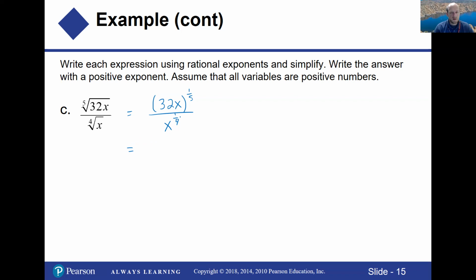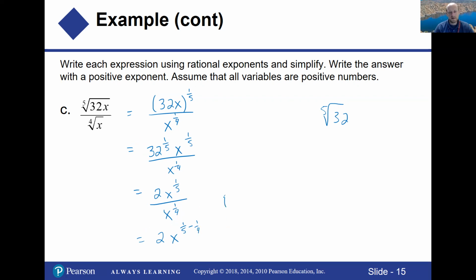Now with this, what you're going to do is simplify. Take the 1/5 and multiply it into the 32 and the x. So it's going to be 32 to the 1/5 power, x to the 1/5 power. So distribute it. And then 32 to the 1/5 power, again, that's the 5th root of 32, which is 2. And I have x to the 1/5 over x to the 1/4. Now, I can take the x to the 1/5 and the x to the 1/4, and use our quotient rule, so I can subtract those. So I can take rule number 4.